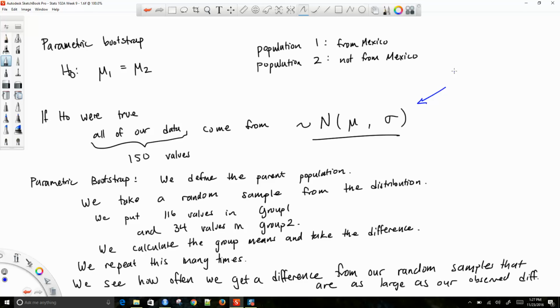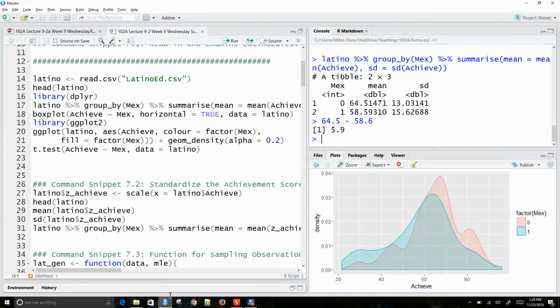So this is the strong assumption that we are making in parametric bootstrap, and that is the population has a specified distribution. Okay, so let's just fiddle around with this and see what happens, okay?